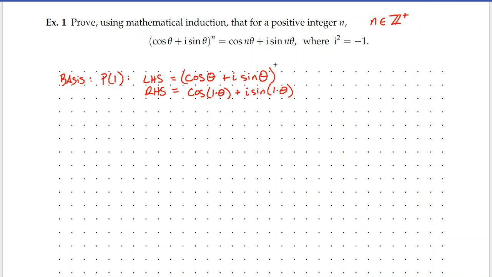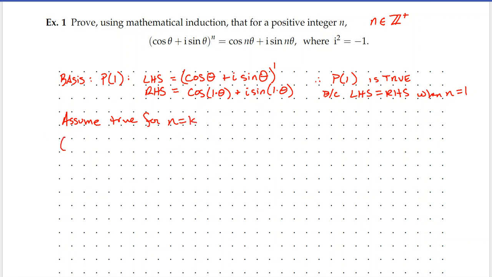So we have our left-hand side is cosine plus i sine theta to the first power. The right-hand side is cosine of theta plus i sine theta. Therefore, our first statement is true. Our first case is true, and that is because the left-hand side equals the right-hand side when n equals 1. Then our inductive hypothesis. Our next step is that we're going to assume true for n equals k.